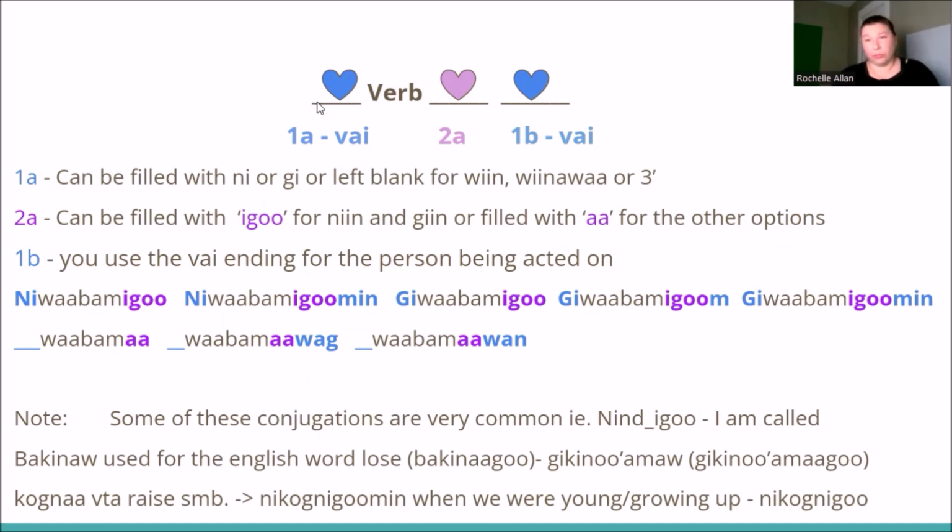or I guess O if you are from a community that includes the O at the beginning of third person. So you're going to put your ni or git here, and then you're going to add in the igu or a, depending on the direction that we saw at the beginning. And then finally, you're going to finish it off with any remaining pieces of your VAI conjugation. So this might be a min or an M.